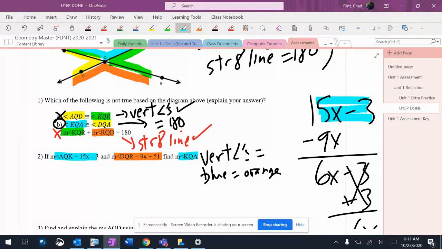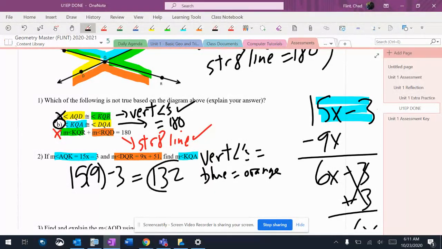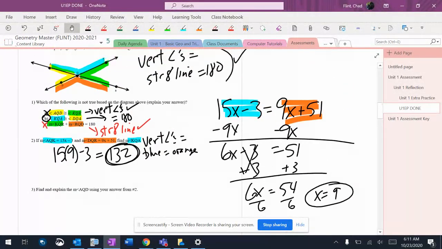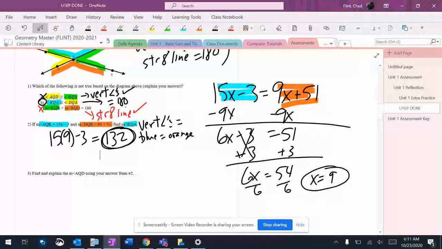Okay, again, good news. I got everything highlighted up there. That's blue. So x is 9. So it's 15 times 9 minus 3. That's 90 and 45, 135. Minus 3 is 132. All right, so the blue one is 132. Now it says, hey, what's AQD? Well, AQD is the yellow one.